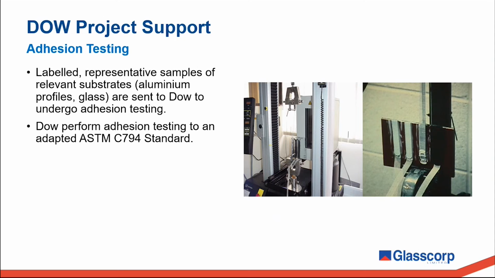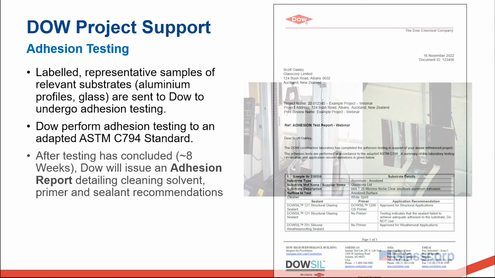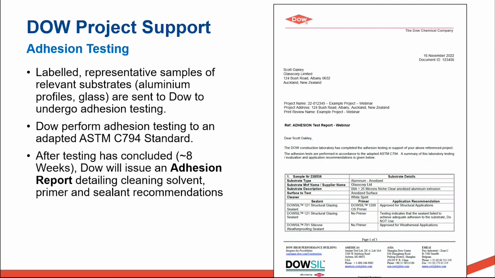Dow perform adhesion testing to an adapted ASTM C794 standard. In this testing, Dow will test for adhesion with whatever cleaning methods we propose, and they will also test for adhesion with and without the use of primers. At the conclusion of testing, Dow will provide a specific product recommendation in the form of an adhesion test report.